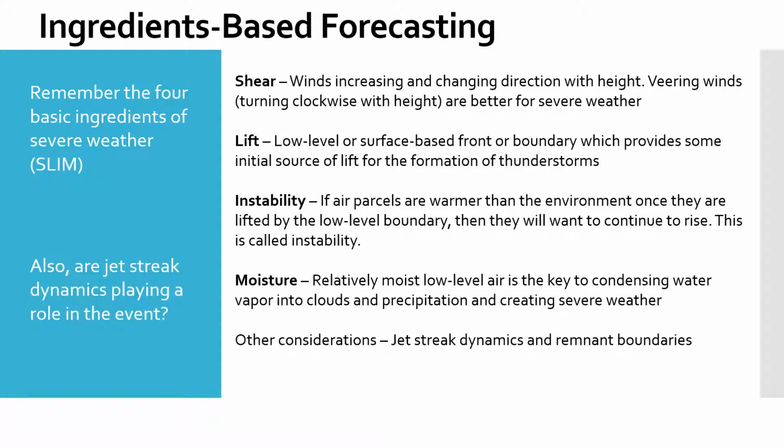And finally, we also need some component of moisture so that clouds and precipitation form once that unstable air is rising. Any other considerations may include jet streak dynamics, so the location and timing of the strong jet stream or strong upper level winds may have an effect on how severe weather develops through the event, and also any remnant surface boundaries may also affect how weather develops through the event.